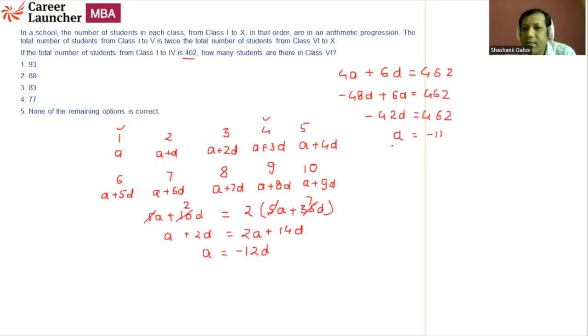So once we get the value of D, we get every value that we needed. So from here, I can say A is going to be minus 12 into minus 11. So that's going to be how much? 132. Now the question is talking about what is the total number of students in class 6. So in class 6, we have A plus 5D. So what is A plus 5D? A is 132. 5D is minus 55. So this value comes out to be 77. So the answer of this question is going to be 77.